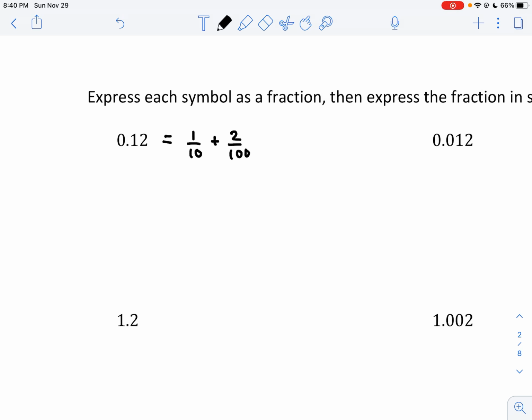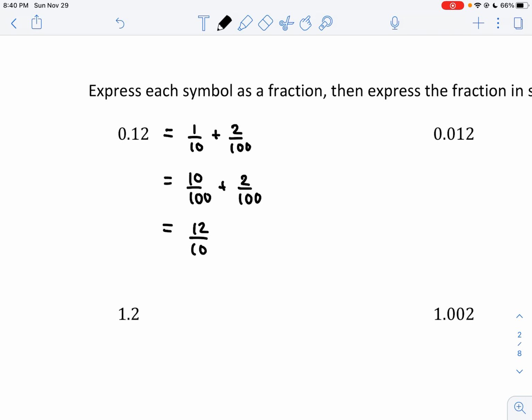Now, if you were to add these together, we use rules for adding fractions, and we would need to get a common denominator of 100. So I'm going to multiply the first fraction by 10 over 10. So multiply the numerator and denominator each by 10. So we could write this first part as 10 100ths, and then add to that 2 100ths. And then now that we have a common denominator, we can just add the two numerators, 10 plus 2, and we have 12 100ths.